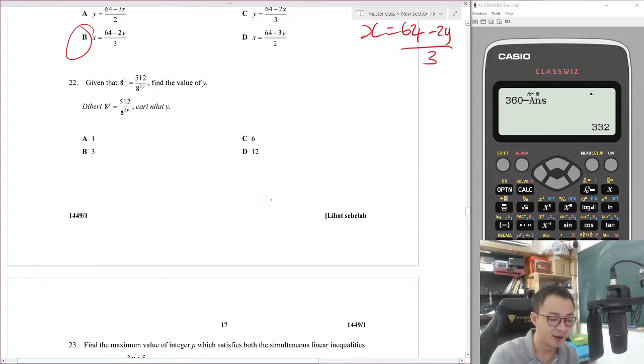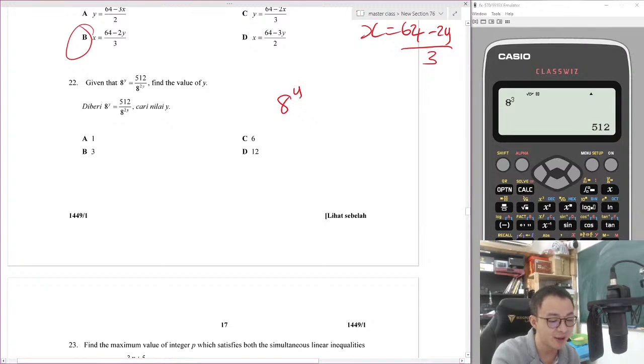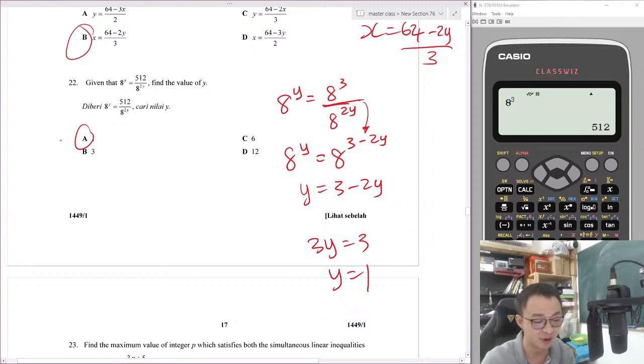Indices. 512 is 8 to the power of something. Let's try 8 to the power of 3 is 512, right? So 8 to the power of y equals 8 to the power of 3 over 8 to the power of 2y. Dividing means minus at the power, so you can see this divide sign now becomes minus. 2y I copy. So y equals 3 minus 2y. 3y equals 3. y equals 1. Quite straightforward.